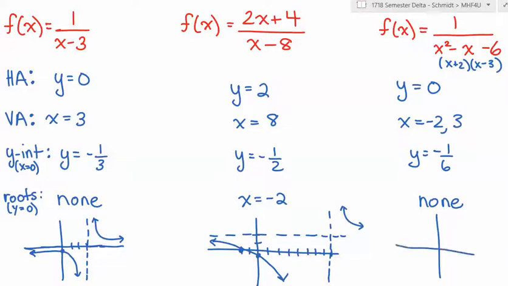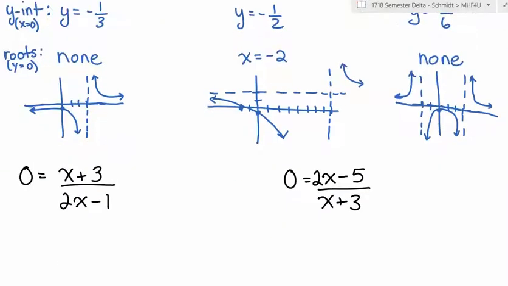And then our final graph has a vertical asymptote at -2, and a vertical asymptote at 3, and a horizontal one right at 0. Y-intercept of -1 over 6. So this one's going to be like the parabola in the middle, and then these guys off to the side. And that's what all the graphs look like.